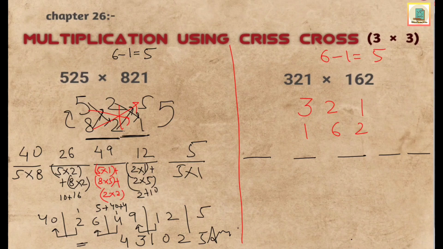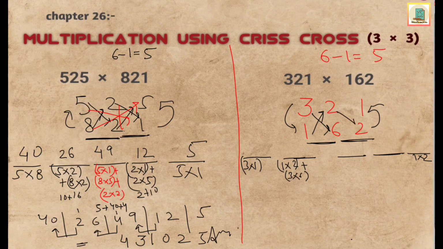Now in the first partition we multiply 3 by 1. In the last partition we multiply 1 by 2. In the second partition we multiply these sets of numbers diagonally and add them. So 1 multiplied by 2 plus 3 multiplied by 6. And in the fourth partition also we multiply these sets of numbers diagonally and add them. So that will be 2 multiplied by 2 plus 6 multiplied by 1.